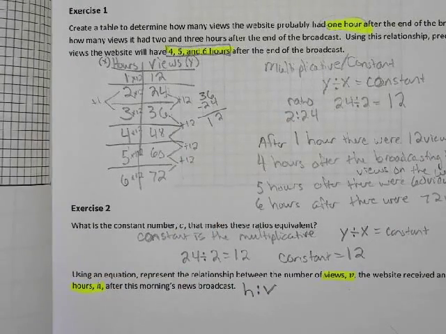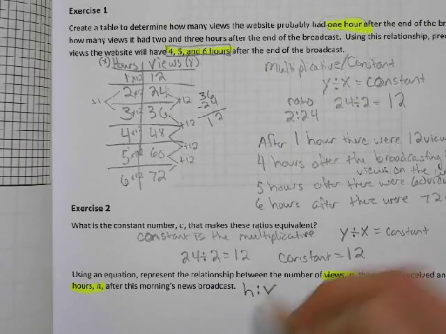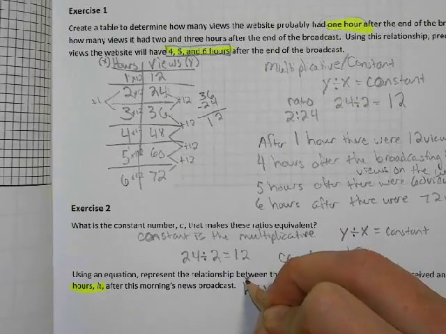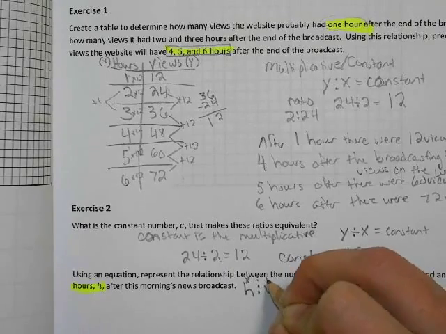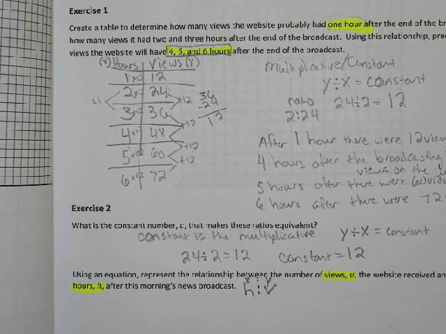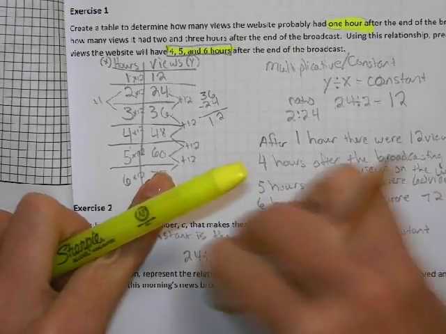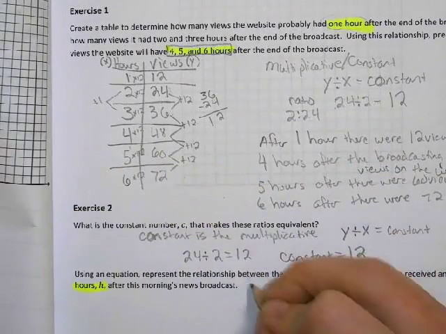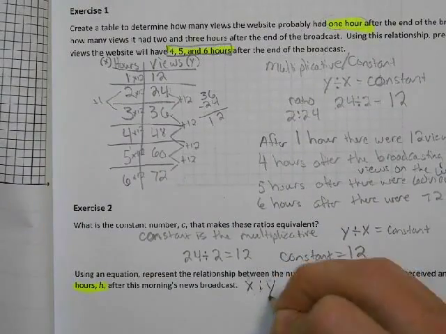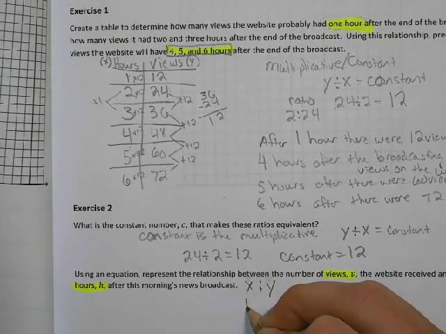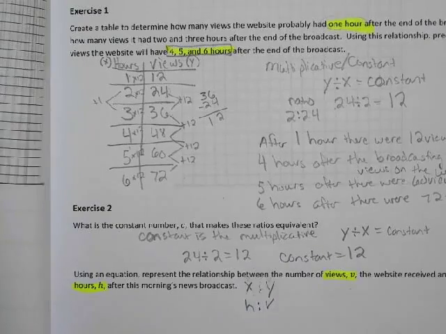Based off of the way I showed you to label them X and Y, that would mean that my hours is my X and my views is my Y. If you want more room, all you need to do is just write it further down. So you could write X to Y would be hours to views, just like that.